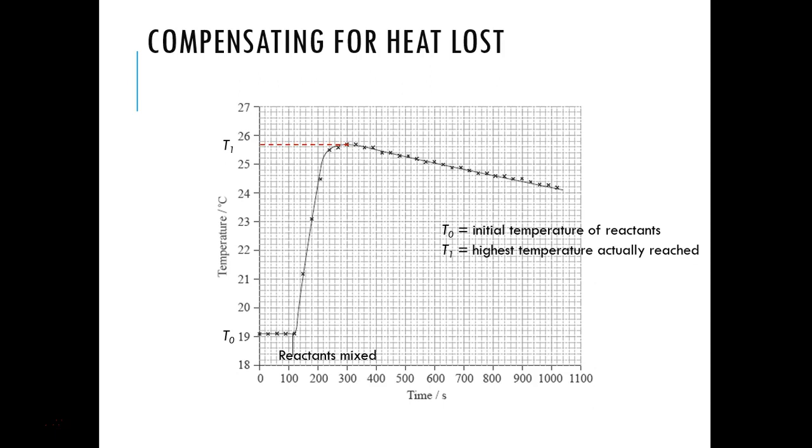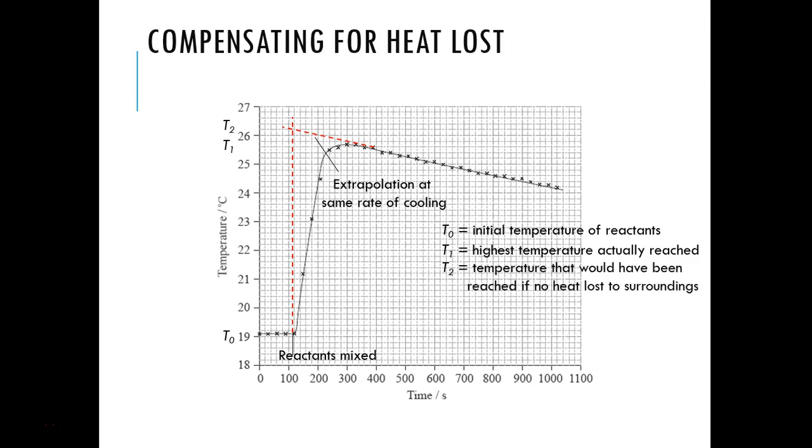Now, T1 is the highest recorded temperature that we actually reached. But we want to know what the theoretical highest temperature would have been if the reactants had had a complete and instantaneous reaction, so no heat loss to the environment. So we can extrapolate backwards. We're assuming the same rate of cooling. So if we extrapolate back to the initial moment the reactants were mixed, we can come up with a theoretical maximum temperature. So that's the temperature that would have been reached if there was no heat loss to the surroundings.